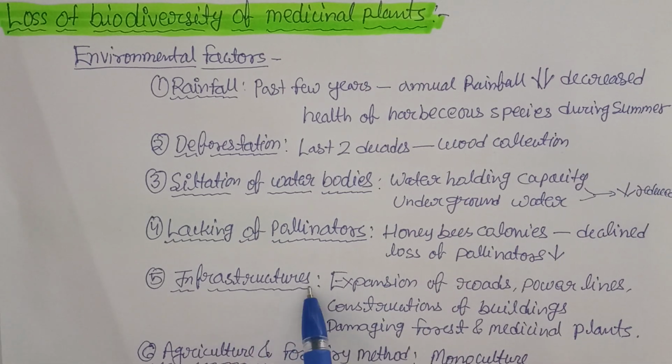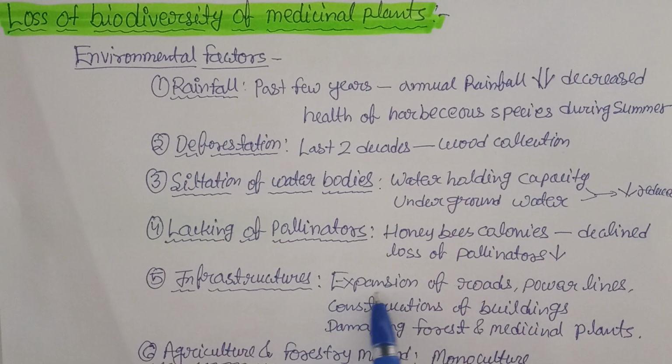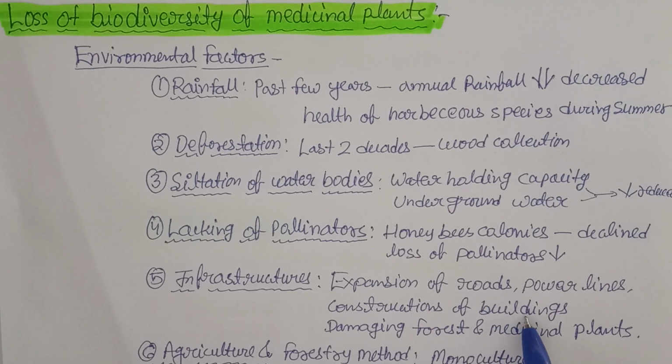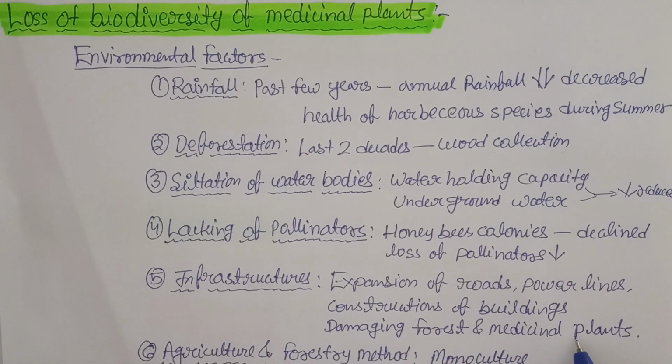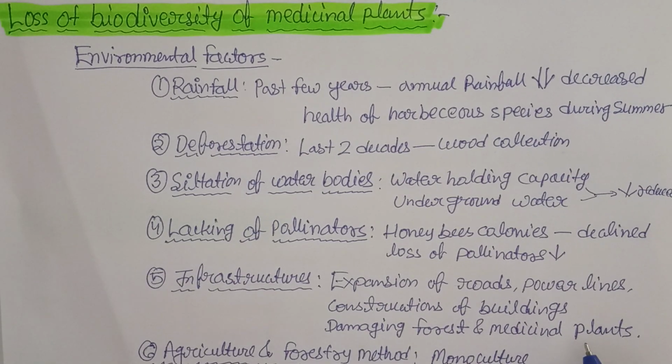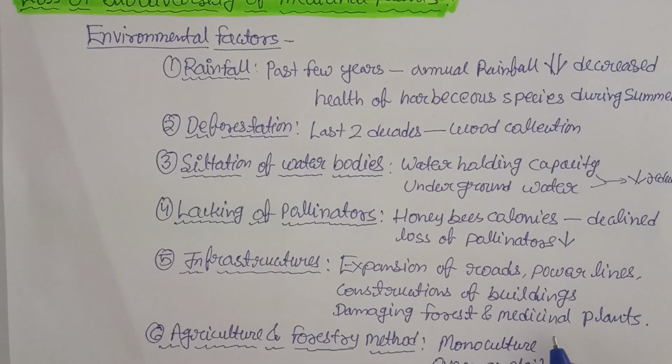Then infrastructure is a very important reason which is caused by human beings. The expansion of the roads, the expansion of the power lines, construction of the buildings, colonies, plot cutting, and they are removing the forest, damaging the forest and medicinal plants without taking care, because government is giving permission and maybe other organizations. So these things have to be taken care of. Actually this is happening on a very huge scale.